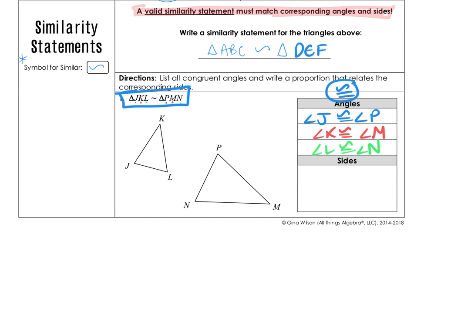Next, we'll list the sides. The sides are going to be in the same ratio. So if I pick the first two letters, JK, that's got to match up with PM, the first two letters, and we set that equal to the second two letters, K to L, M to N, and finally, we'll take the first and the third, JL, PN. That's going to be my sides that correspond.